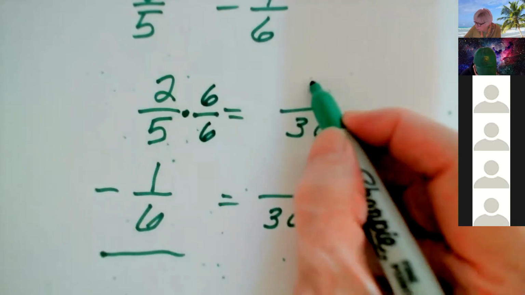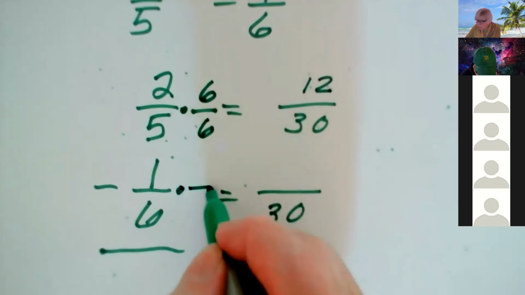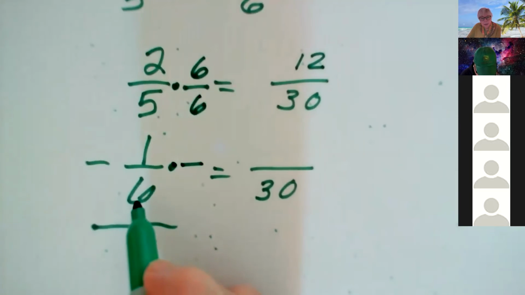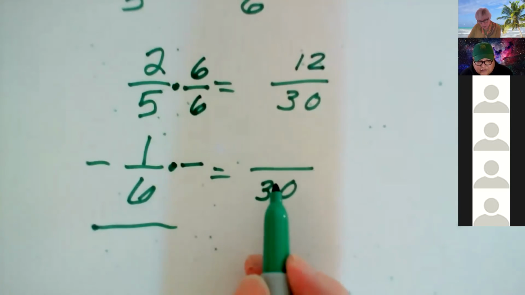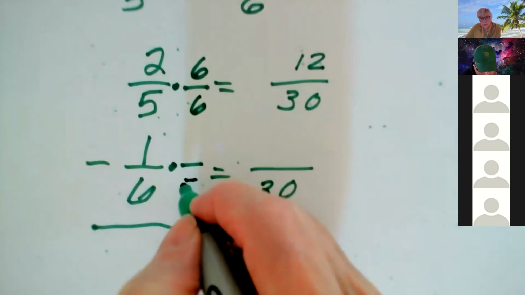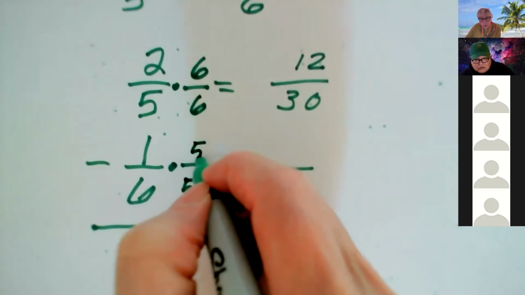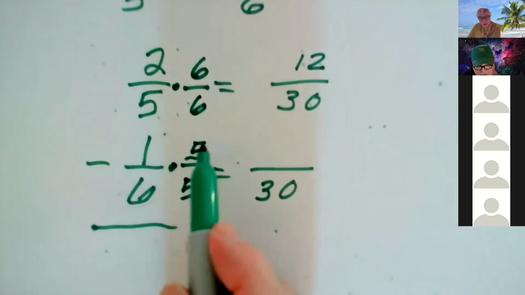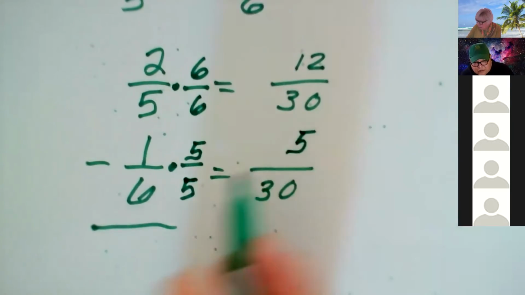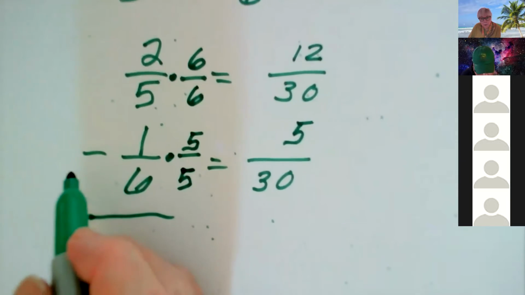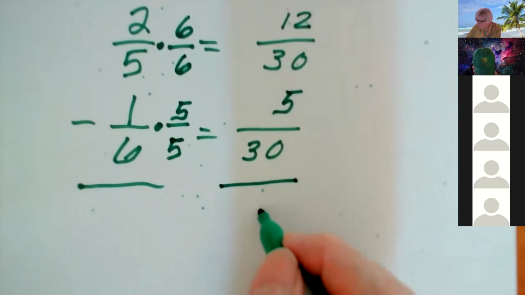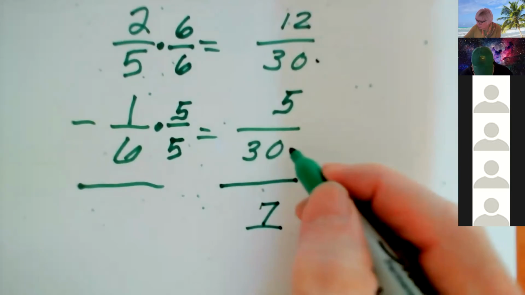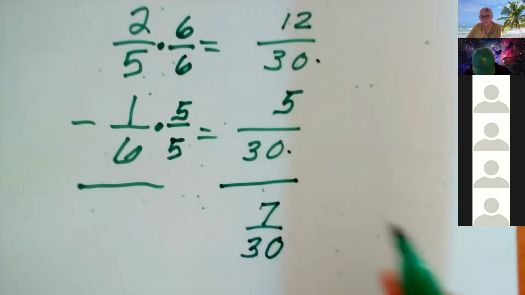2 times 6 is 12. I do the same with this number. 6, what's the missing number? 6 times what? What is it? 5. Correct. So this is 5/5. So 1 times 5 is 5. This is subtract. Don't add by mistake. 12 take away 5 is 7. And the common denominator is 30.